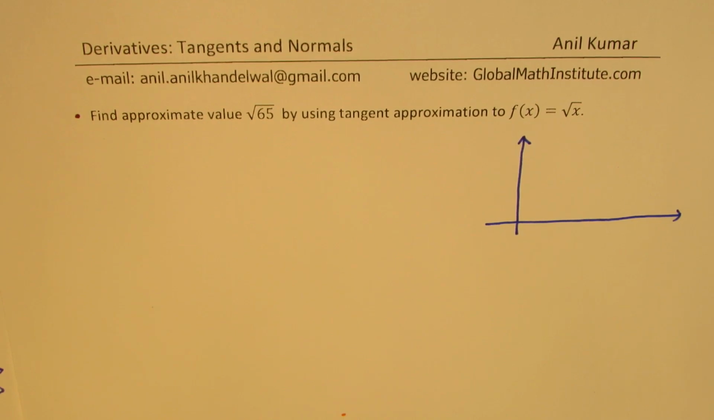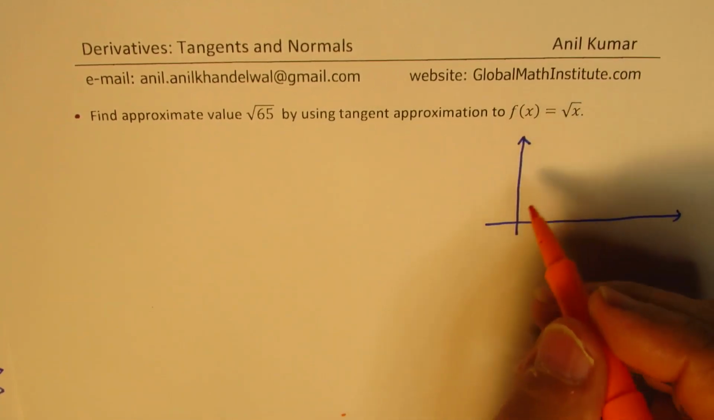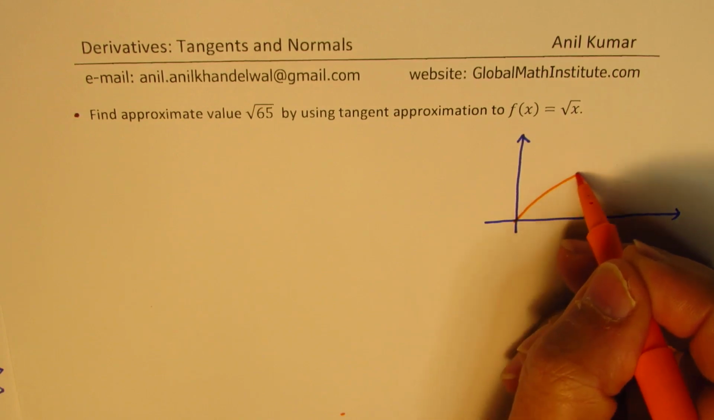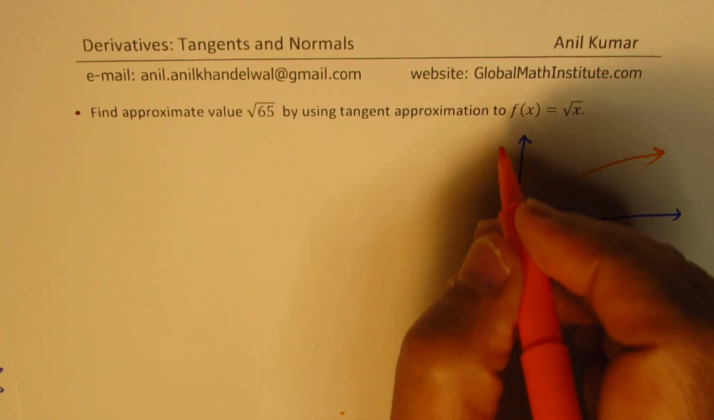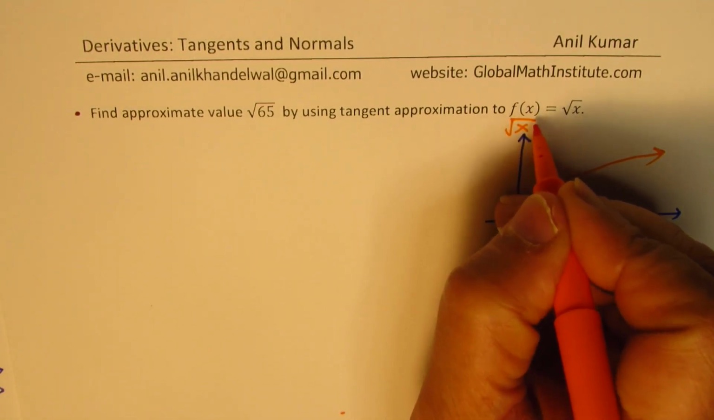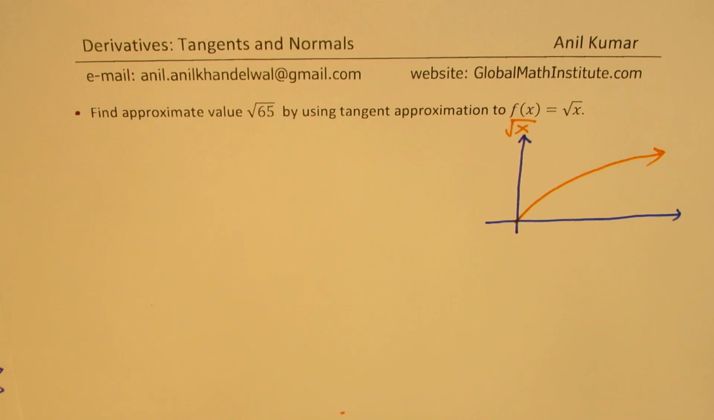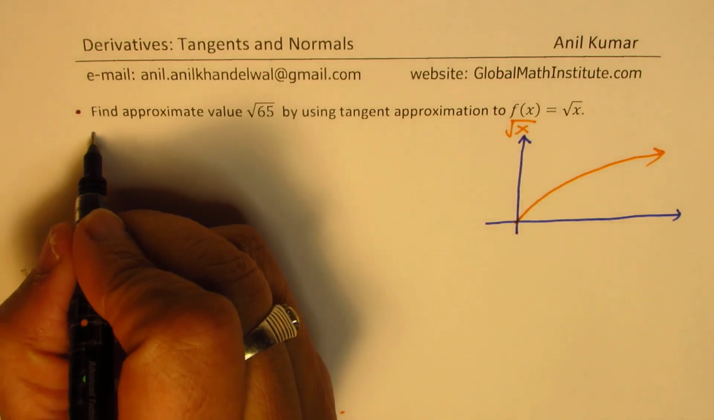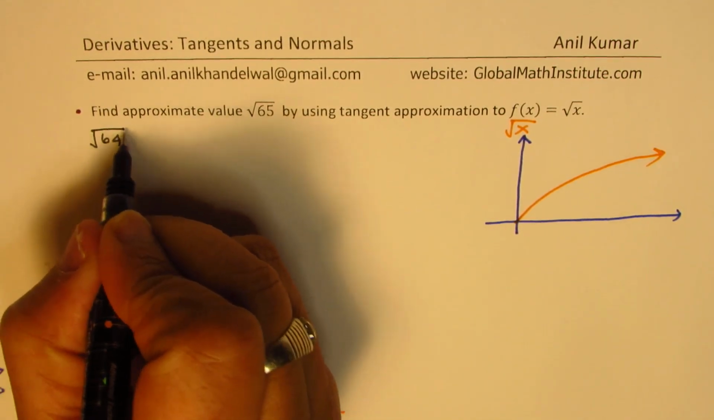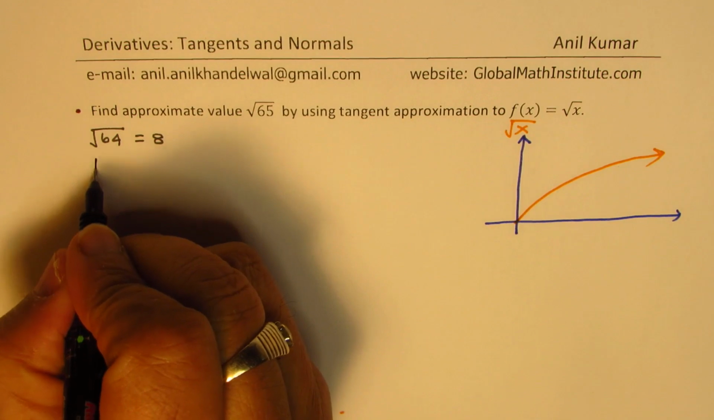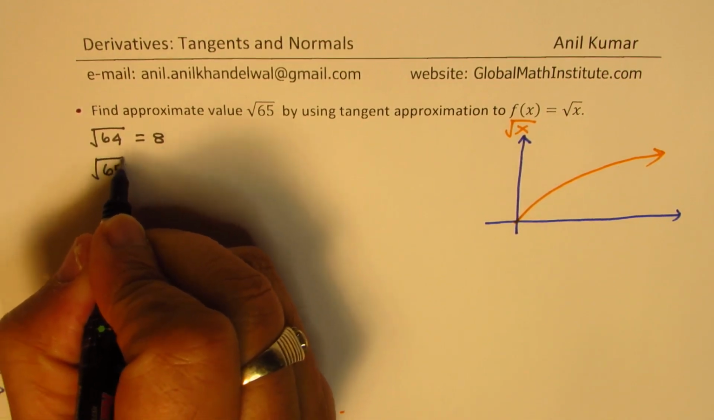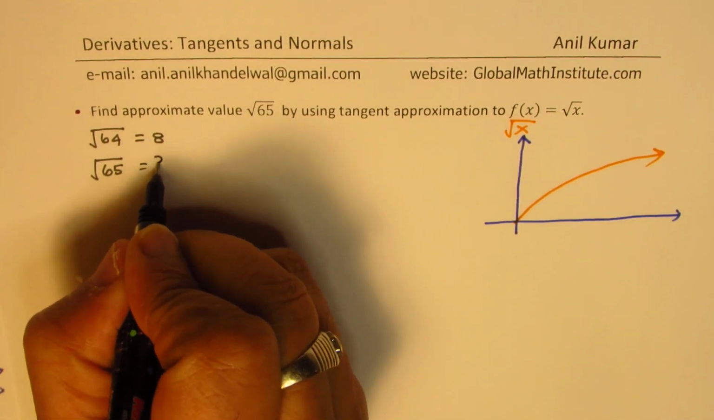So let me show you what we're trying to do here. The square root of x function will look something like this, right? So that is square root of x. Now, we know that square root of 64 is equal to 8. That is the exact value which is known to us, right? However, what is square root of 65? That we don't know, right? We need to figure this out.